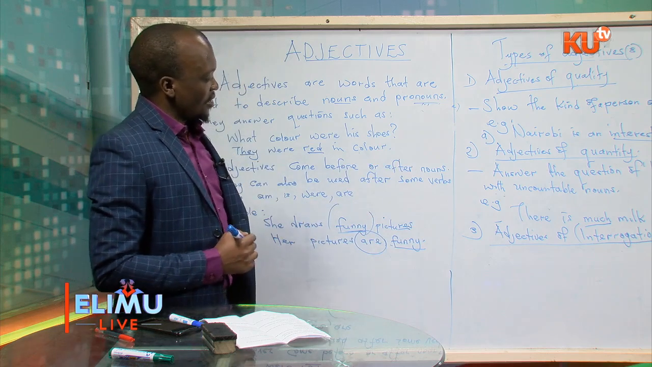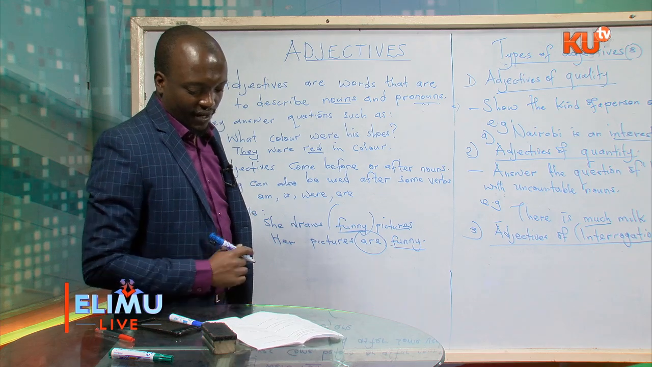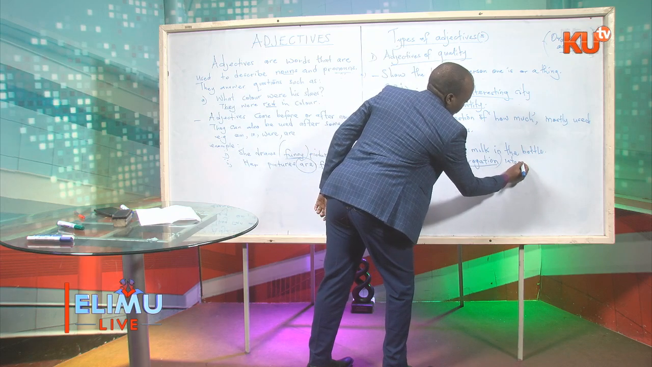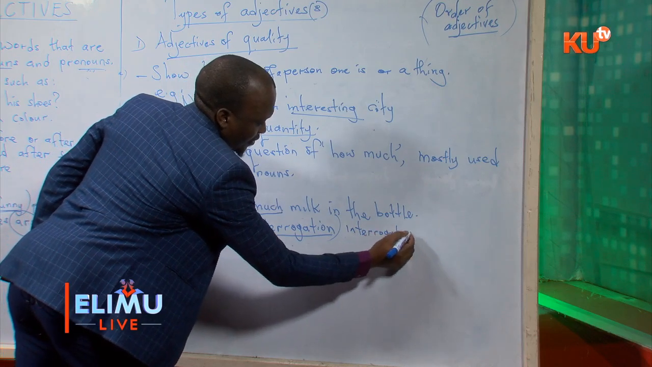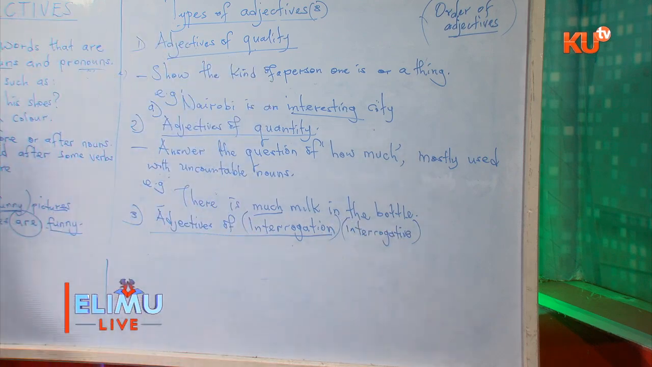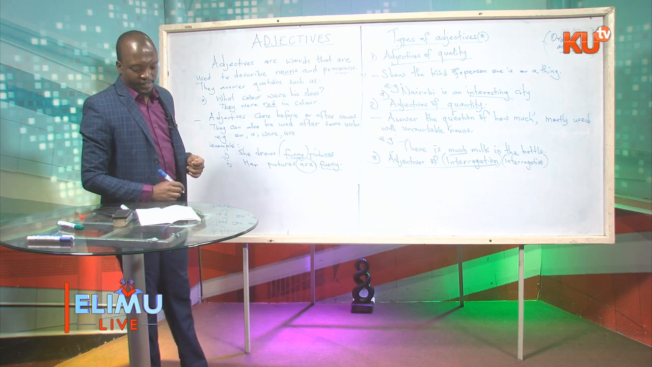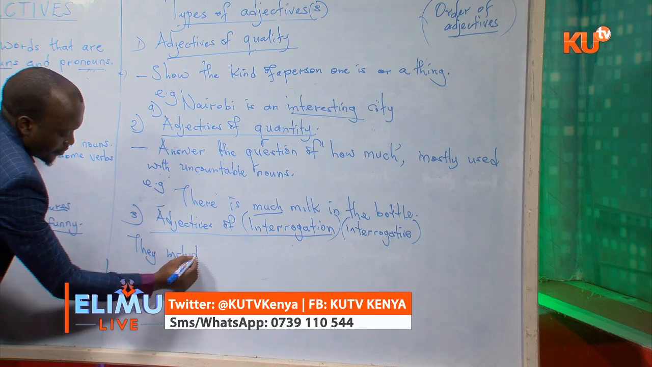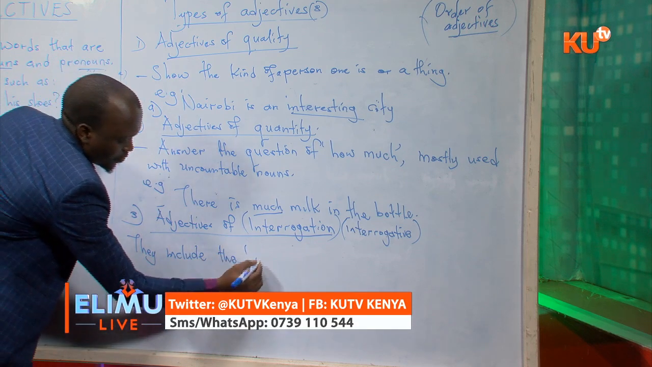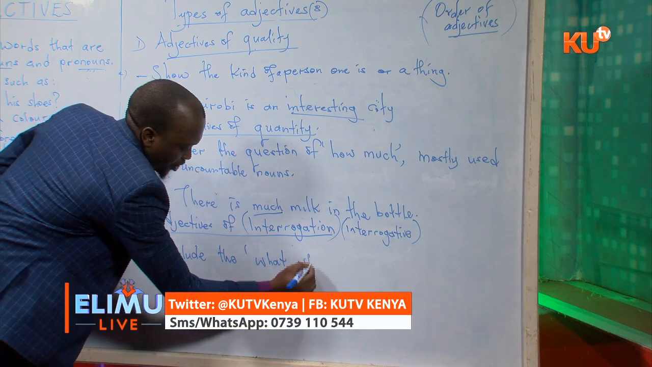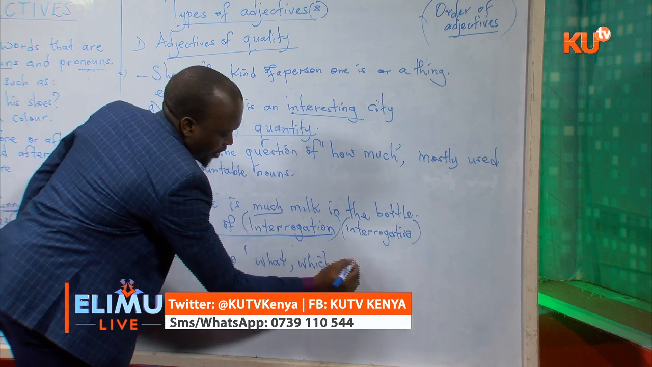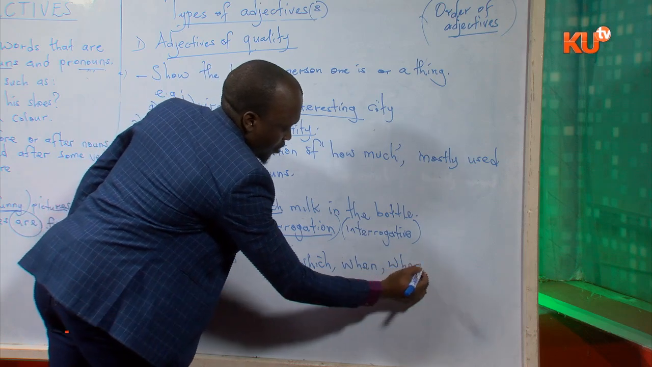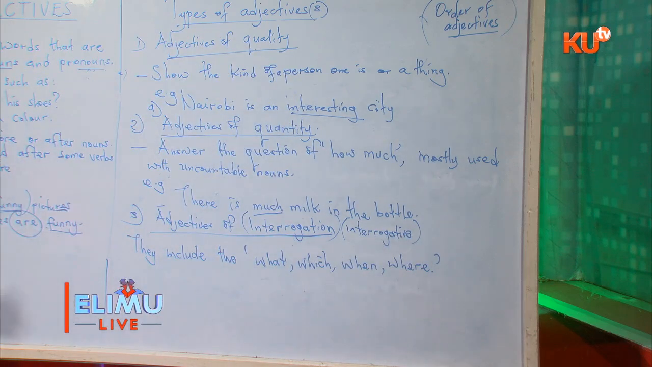So I'll talk about adjectives of interrogation, or they are called interrogative. In some books, you will find them called interrogative adjectives. They include what, which, when, where. They mostly handle the WH questions.